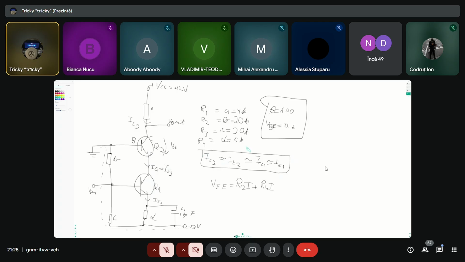Also, one thing you have to write at the beginning of the problem is this supposition: suppose that IC divided by beta is much smaller than I. Okay. Perfect. We can go on now.